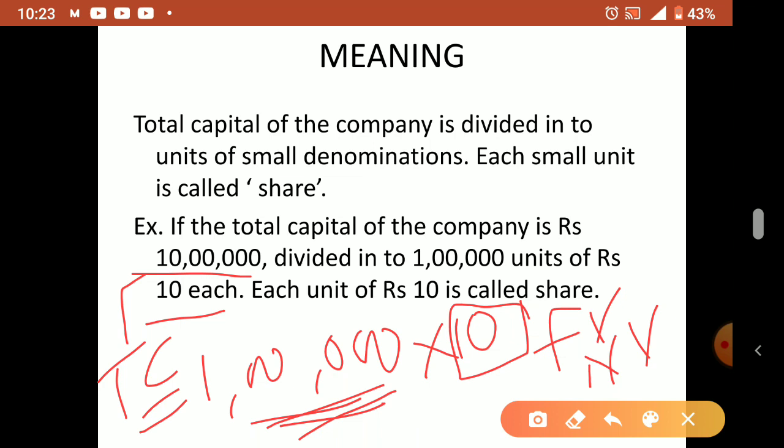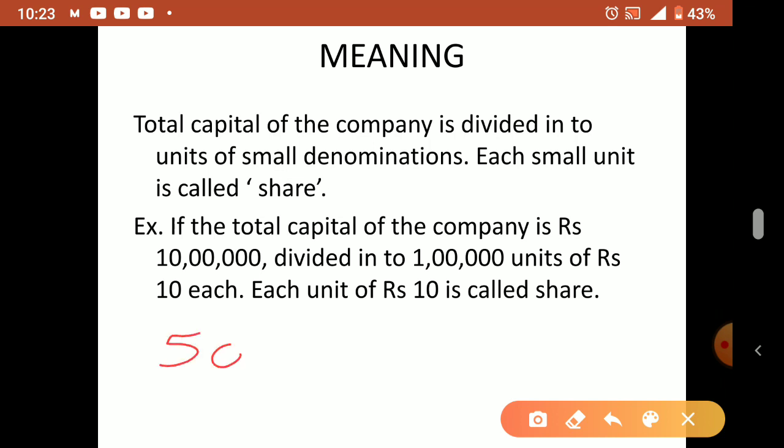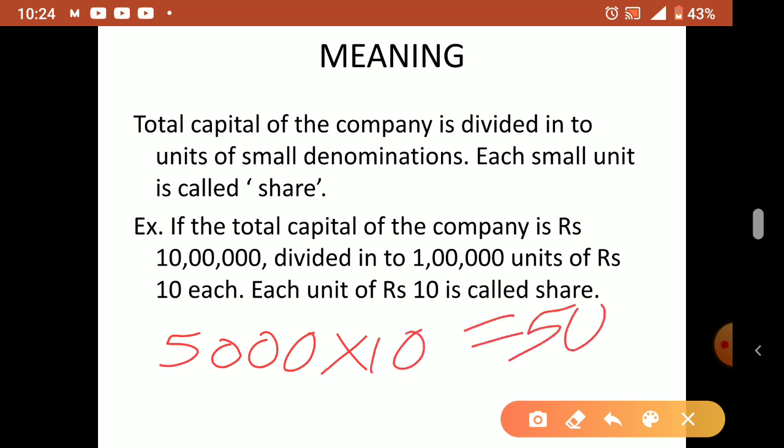So this only share means that only. So how many number? Suppose I come to a notice that I want to purchase 1 lakh units. I cannot purchase 1 lakh. How much money I have, I can purchase. Suppose I want to purchase 5,000 units, then 5,000 into how much I have to pay? 10. Okay, so it is 50,000.